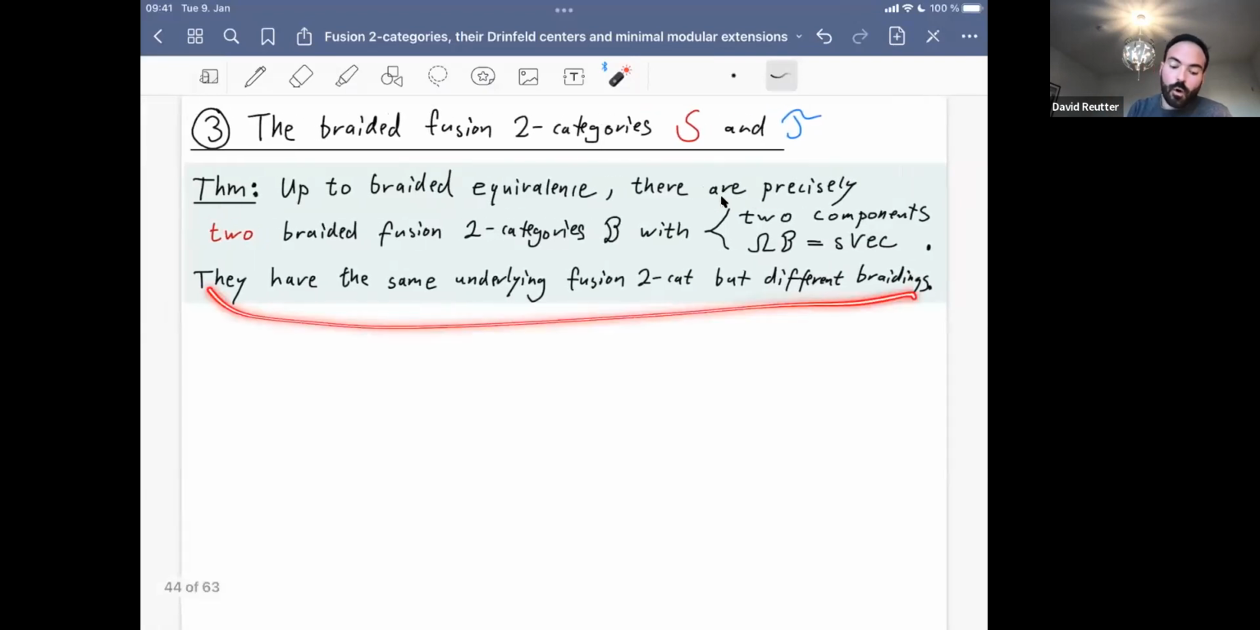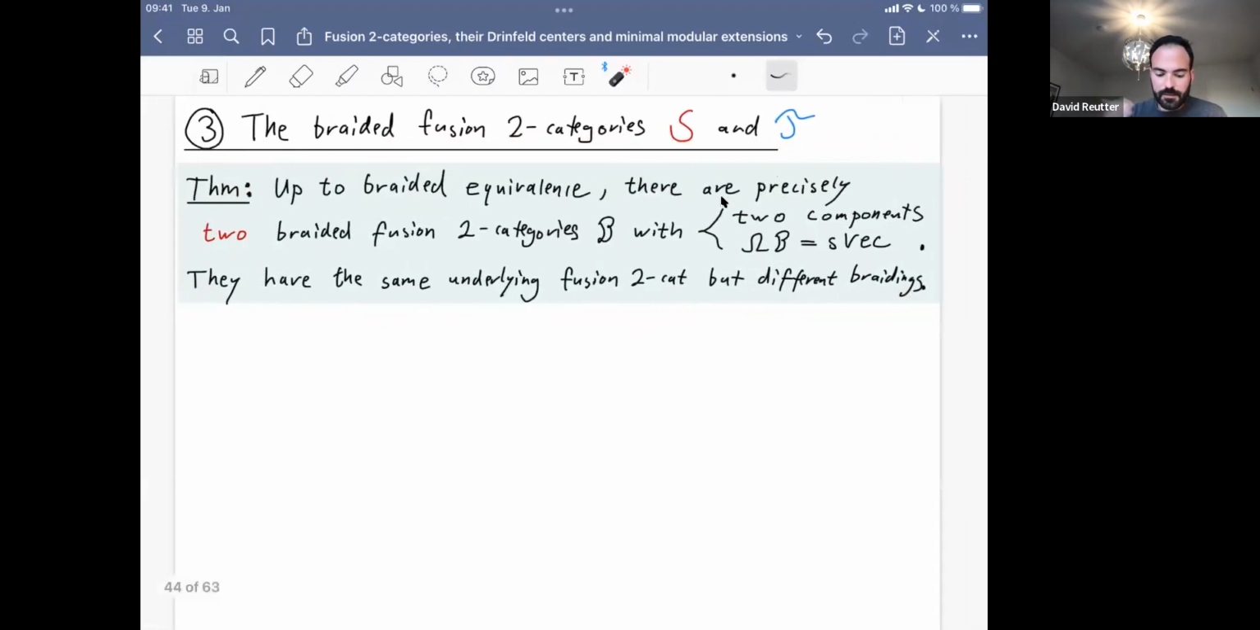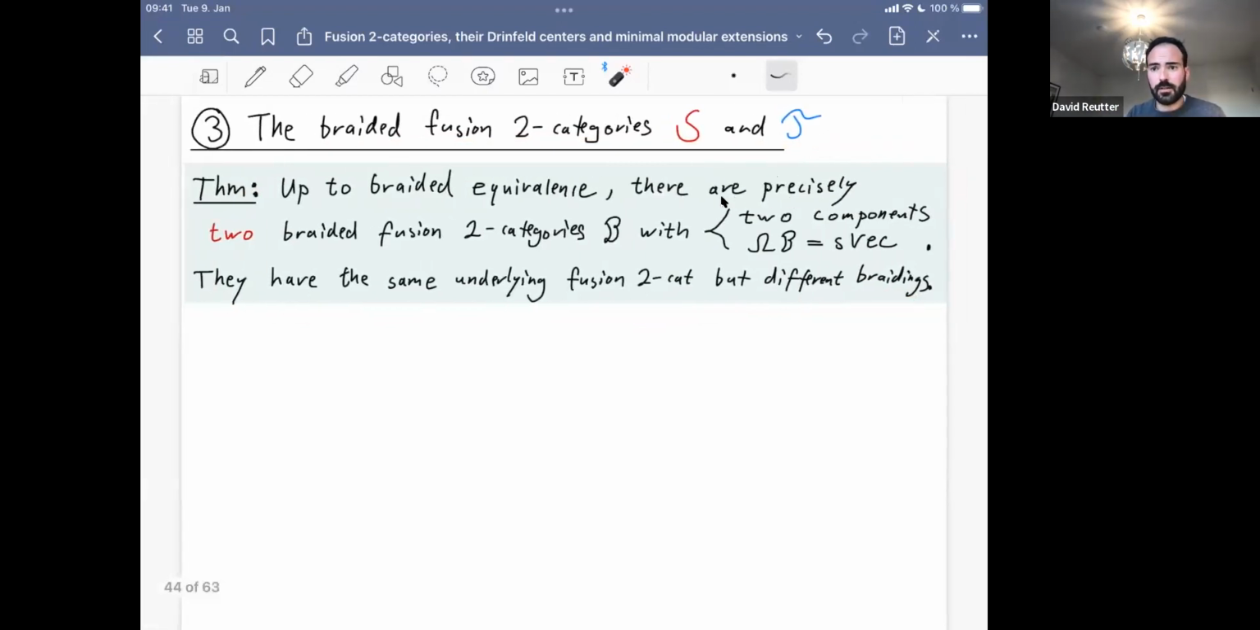One way to do this is essentially in the end some cohomology computation of a certain Eilenberg-MacLane space. First you do a bunch of braided fusion stuff, and then at some point you can reduce it to that computation. But it turns out that this is then a true statement. And so let's just call them for now curly S and curly T. Those are my two braided fusion 2-categories, right?